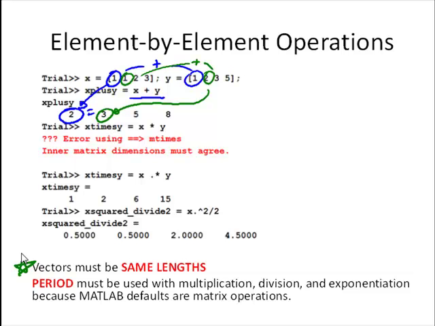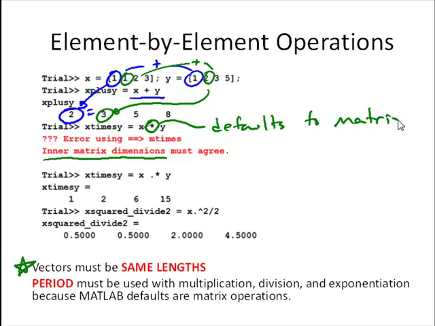That works for addition and subtraction. One thing that we have to be careful about is multiplication and division. So for multiplication, if we just use the same multiplication sign that we've been using for scalars, you'll get this error, telling us inner matrix dimensions must agree. That's because the asterisk for multiplication defaults to matrix multiplication. Now, unless you're in Math 260, linear algebra, you're probably not that familiar with matrix multiplication.